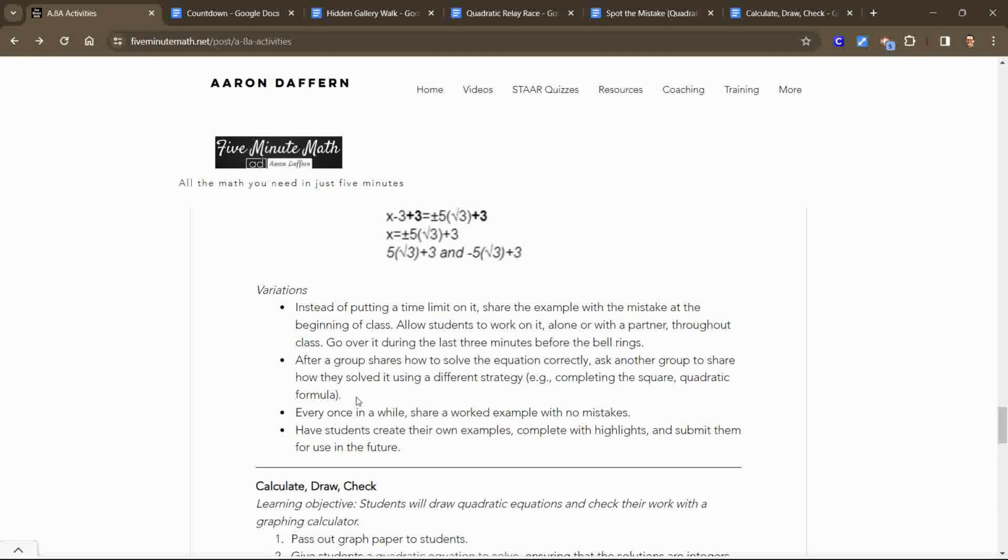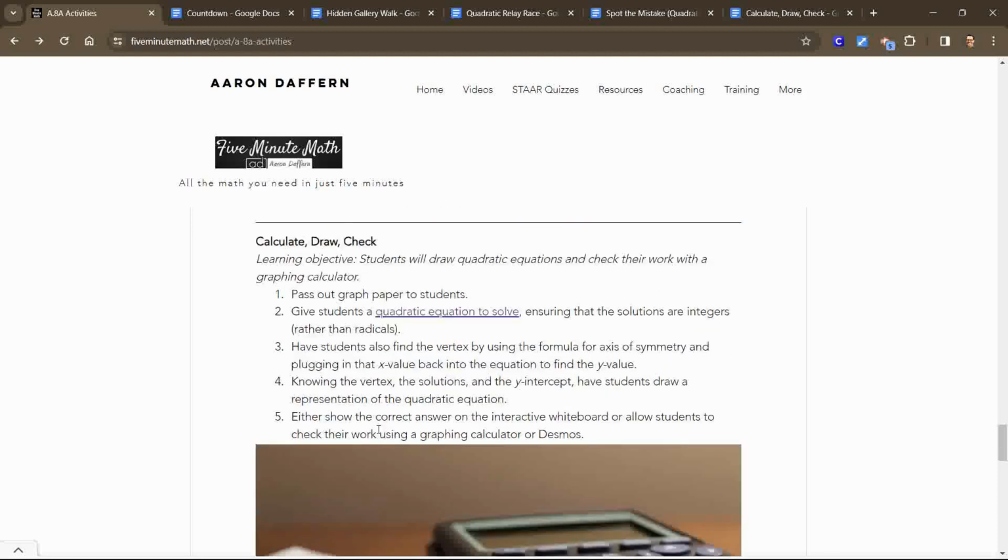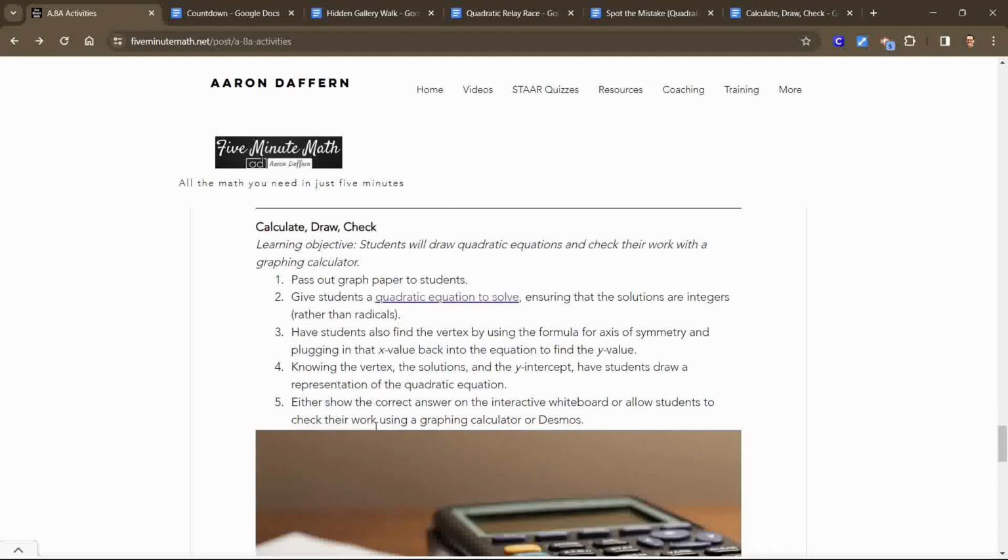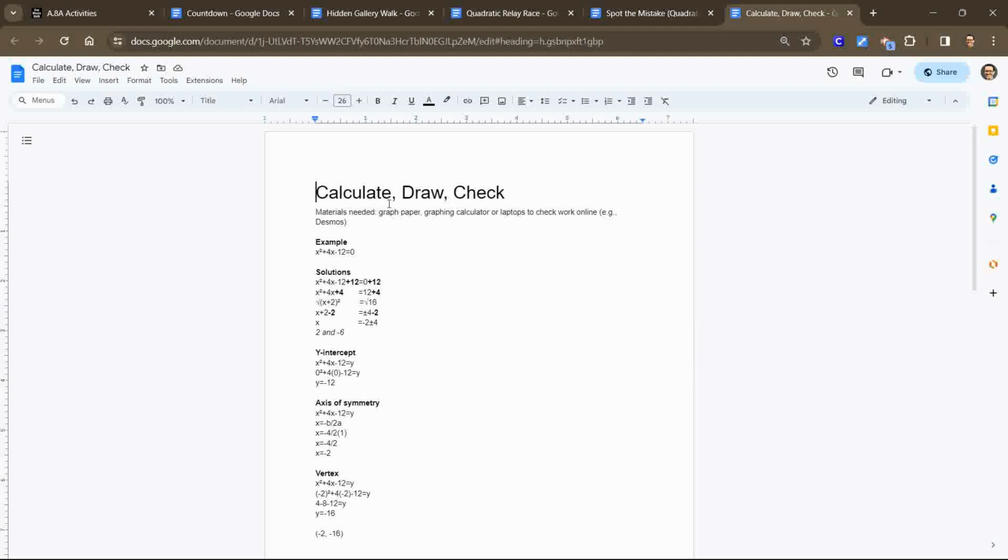Our final strategy here, activity that we could use to help with A.8A, is going to be calculate, draw, check. We are going to need some graph paper, and you're going to give students a quadratic equation to solve, ensuring that these solutions are going to be integers rather than radicals. So here's the example, x squared plus 4x minus 12. So what you want them to do is find the solutions, right? So the solutions are going to be 2 and negative 6.